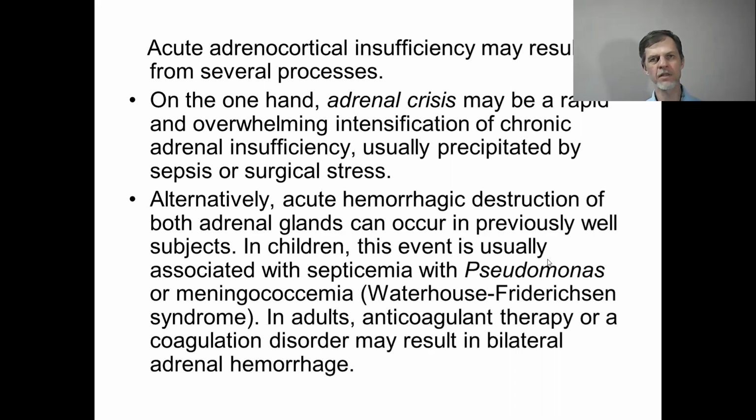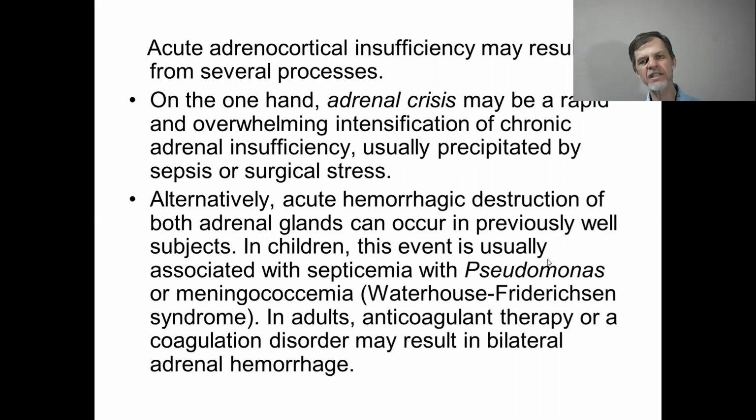and acute adrenocortical insufficiency. Now, alternatively, acute hemorrhagic destruction of both adrenal glands can occur in previously well subjects. In children, this event is usually associated with septicemia with pseudomonas, which is one type of germs, or meningococcemia. This is the so-called Waterhouse-Friderichsen syndrome. In children, severe meningococcal infection may cause hemorrhage into suprarenals. As a result, acute insufficiency.